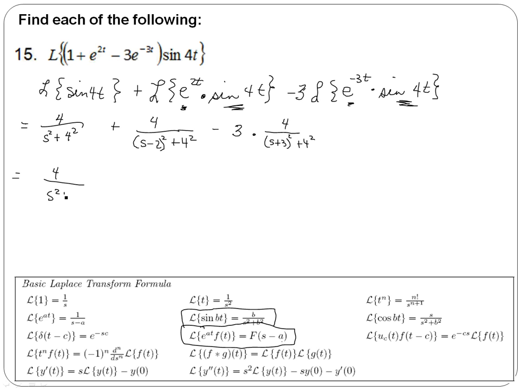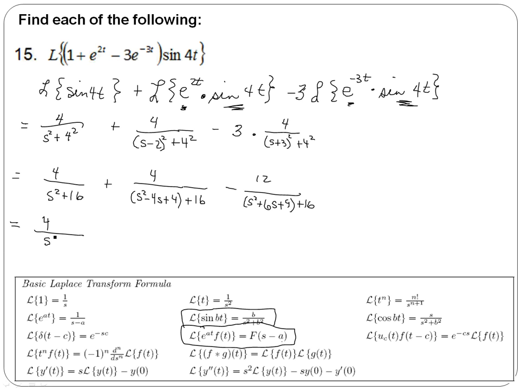You probably want to simplify this a little bit to get 4 over s squared plus 16. And on your second term, when you multiply out the s minus 2 squared, you get s squared minus 4s plus 4. And then that's added to the 16 that you have here. And then on the last term, 3 times 4 gives me 12. And then multiplying out the s plus 3 squared gives me s squared plus 6s plus 9. And then we would add those constants.